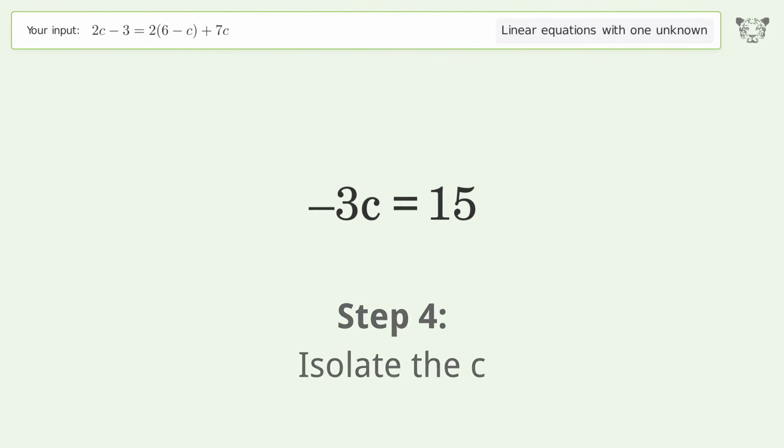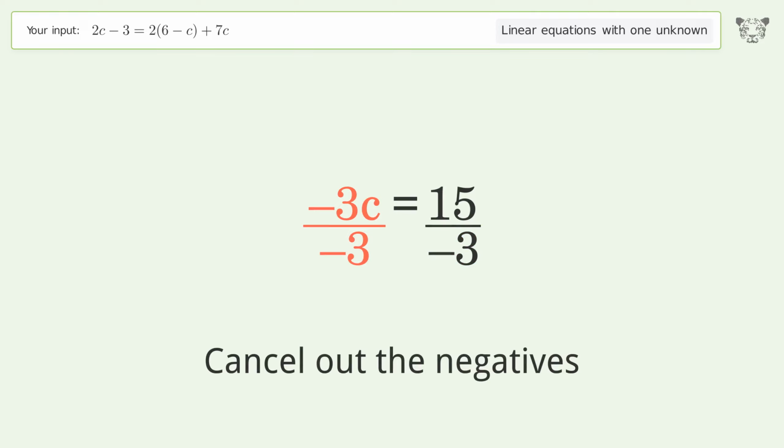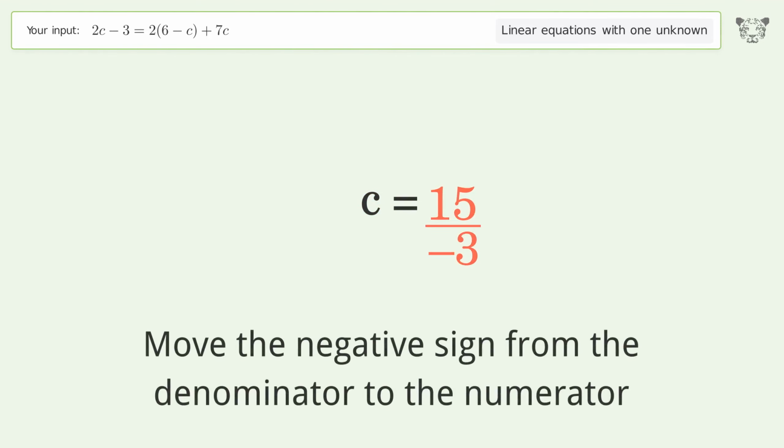Isolate the c. Divide both sides by -3. Cancel out the negatives. Simplify the fraction. Move the negative sign from the denominator to the numerator.